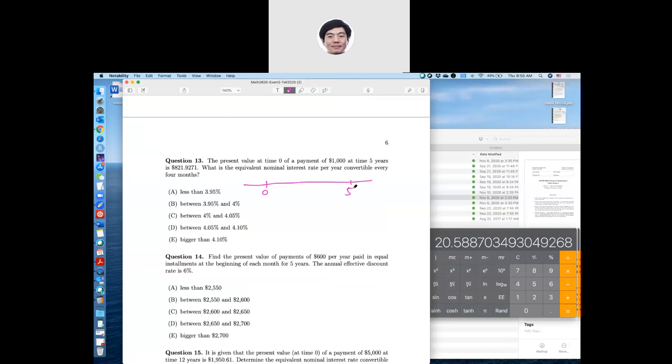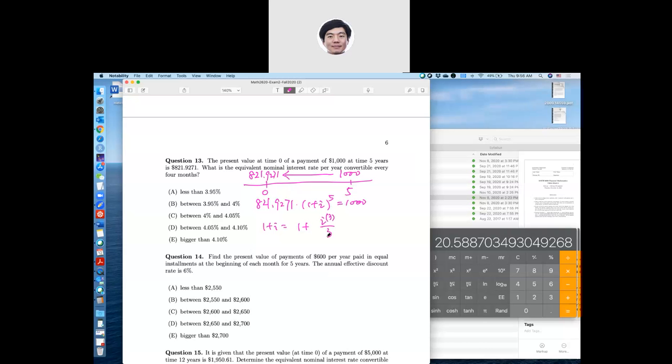So this is 1,000. The present value is 825.9271. So we can easily establish an equation. This is from chapter 1, right? And here i is the effective annual interest rate. What is the equivalent nominal interest rate per year convertible every 4 months? Okay. So every 4 months.